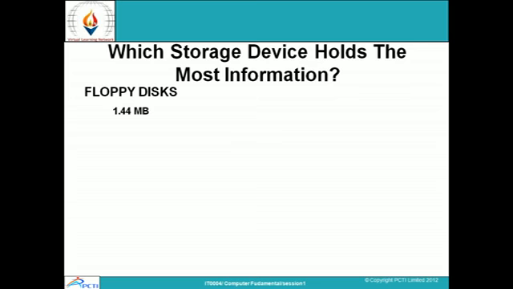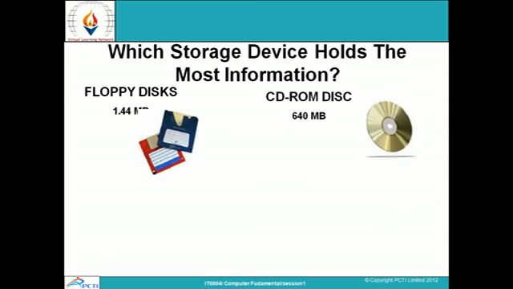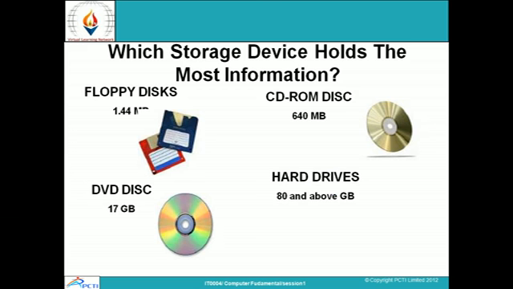Now if we want to discuss which storage device we should choose, basically the main constraint is memory. Different types of storage devices have different memory storage capacity. Like if we talk about a CD-ROM disk, its capacity is 640 MB, whereas a DVD disk has 17 GB of memory storage. A hard drive has 60 and above, it has a capacity of 80 and above GB of memory space. Floppy disks generally have 1.44 MB storage capacity.